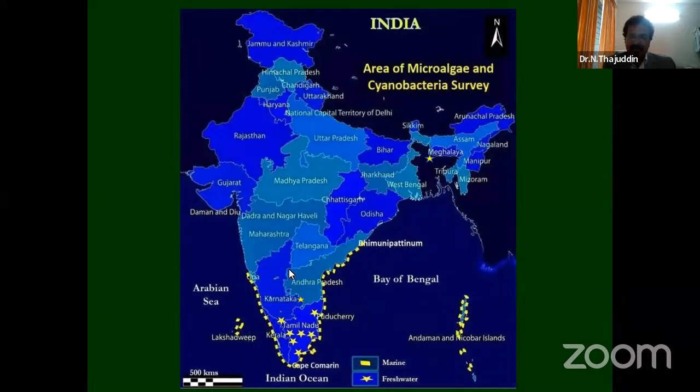And as a result, from 87 to 91, we established a national center. After this, we got huge funding for a biodiversity survey. So far we surveyed from Bhumiputnam to Kanyakumari, Kanyakumari to Goa, as well as the Lakshadweep Islands. We completed the Andaman and Nicobar Islands for our biodiversity survey, and we identified a very good number of marine cyanobacteria for the first time in our country.